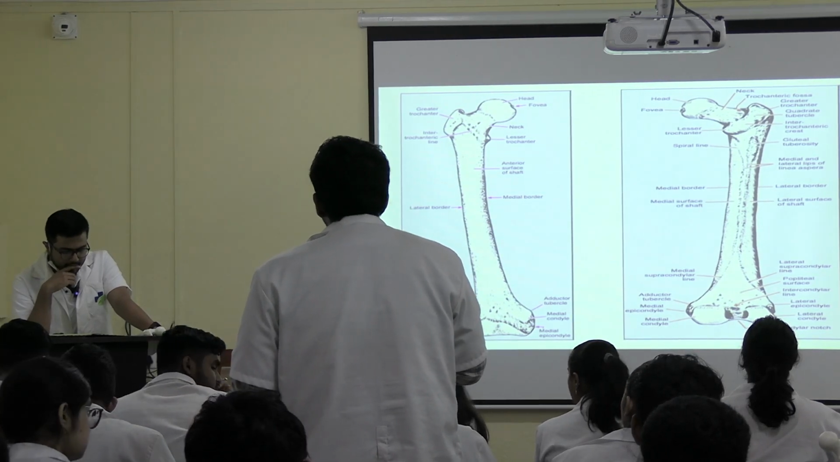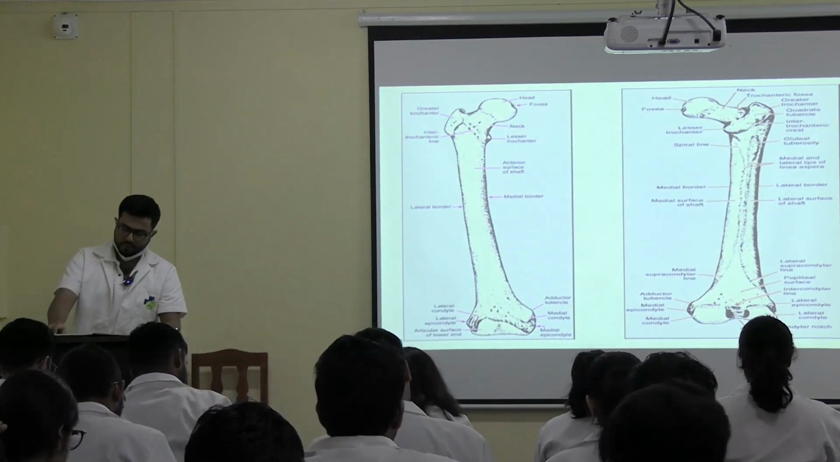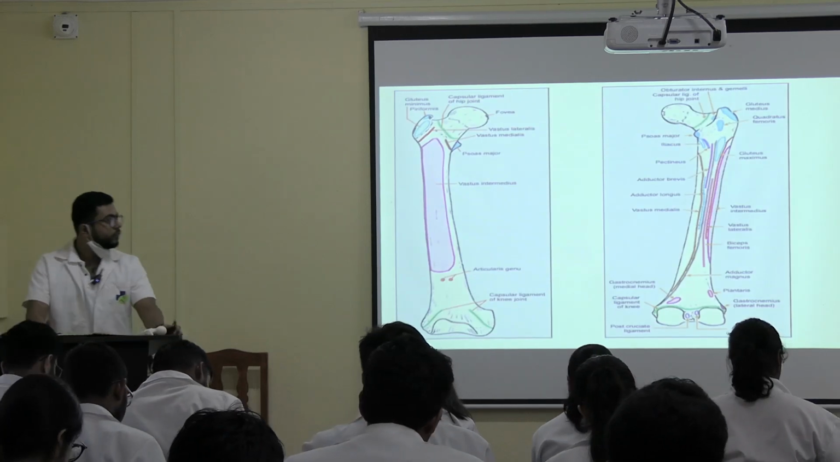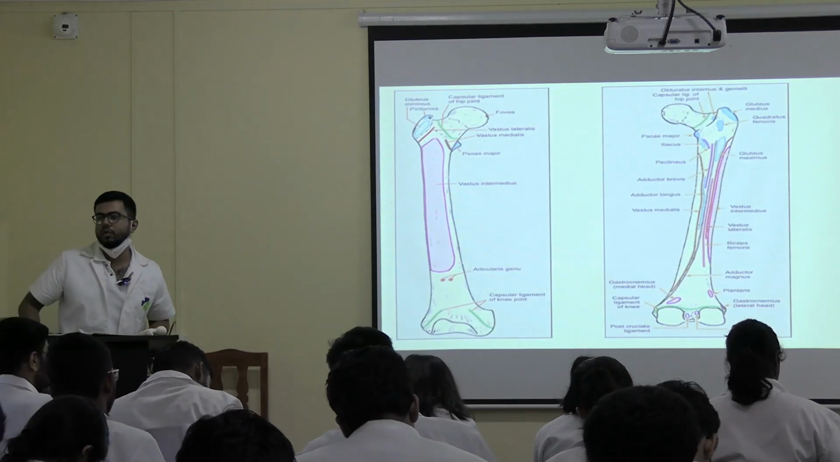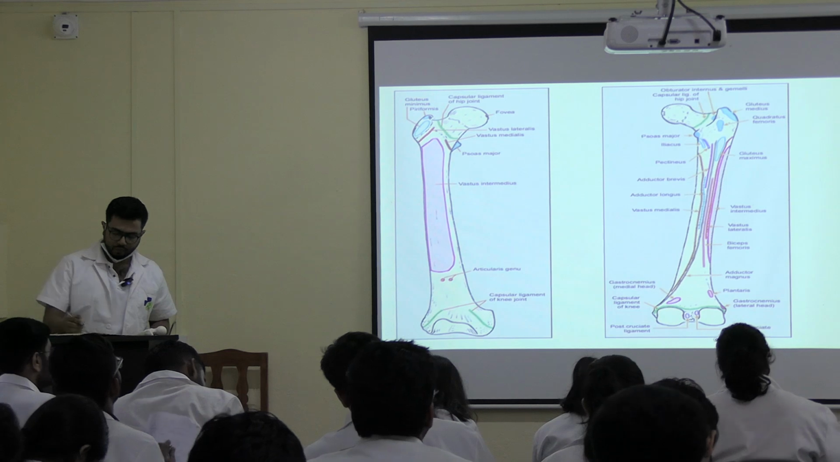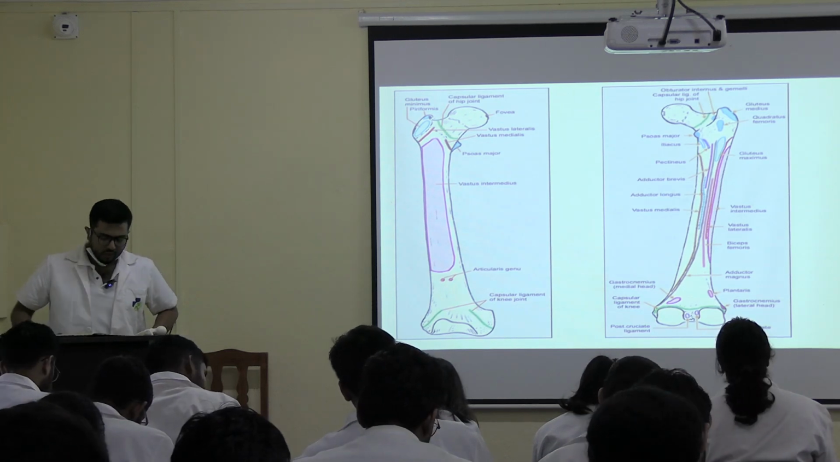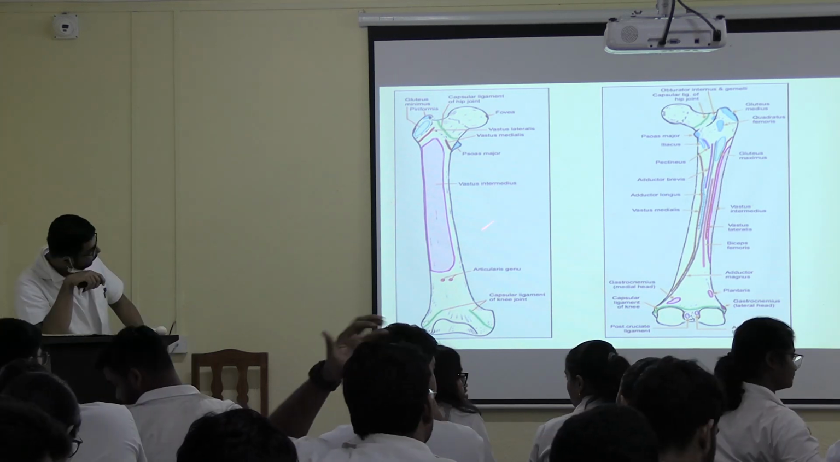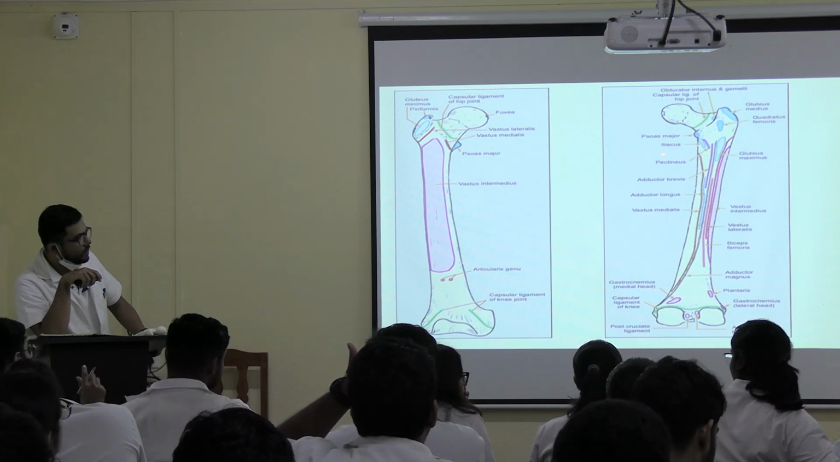Okay, sit down. Write down: gluteus maximus is attached on the gluteal tuberosity. This muscle, iliacus.